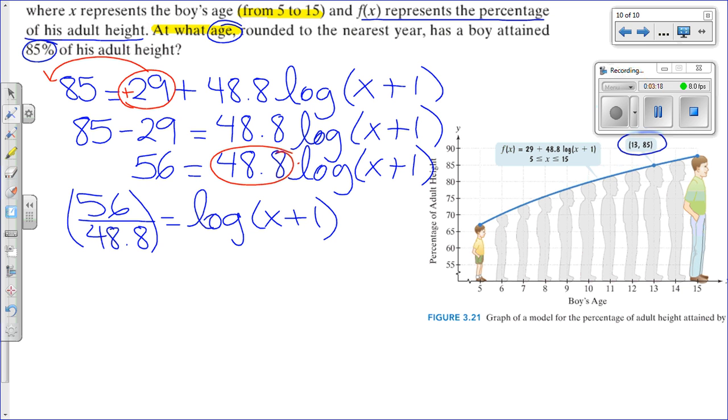Okay, so now we have a log, we don't see the base, so we know right away that the base is 10. So it is a common logarithm, so to convert it to an exponential equation, it will be 10 to the power 56 over 48.8, just like that, as a fraction, that is okay, is equal to x plus 1.